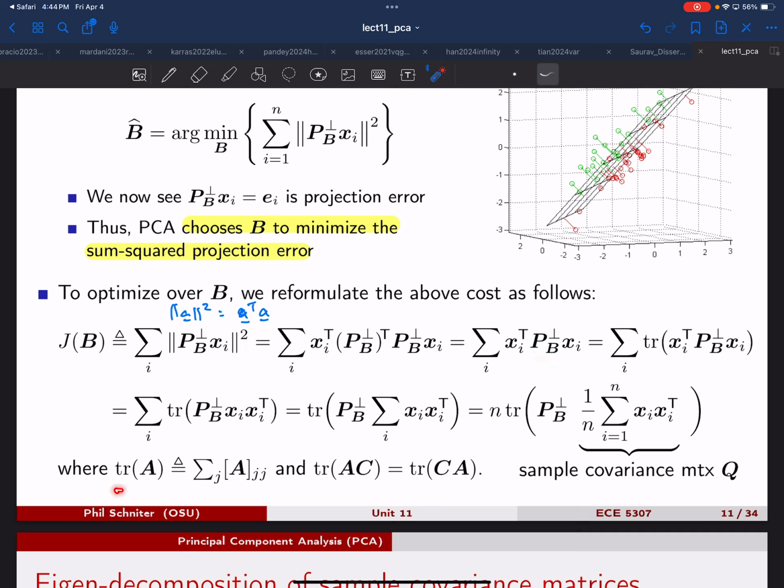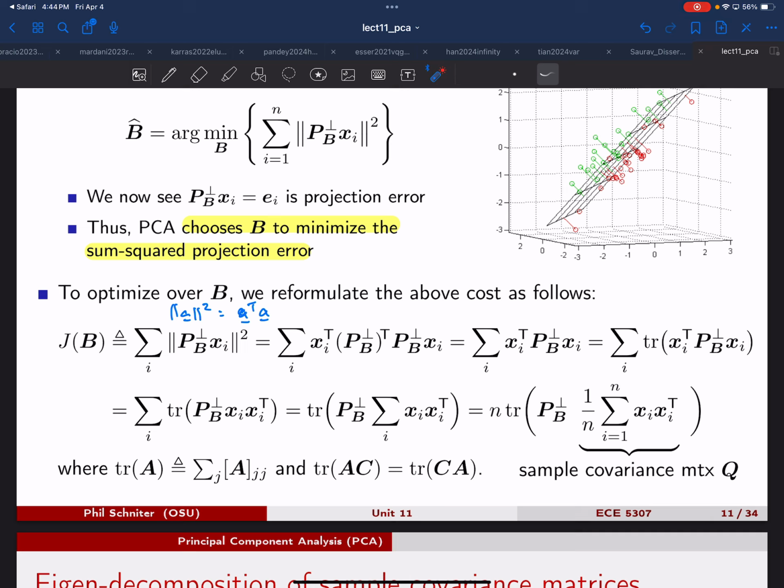So the trace of a matrix A is just the sum of the diagonal components of A. But the reason we like to use the trace is that for a matrix product AC inside a trace, you are allowed to swap the order, which is something you usually cannot do with matrix multiplication. But once this is inside a trace, you can. So the trace is kind of magic that way.